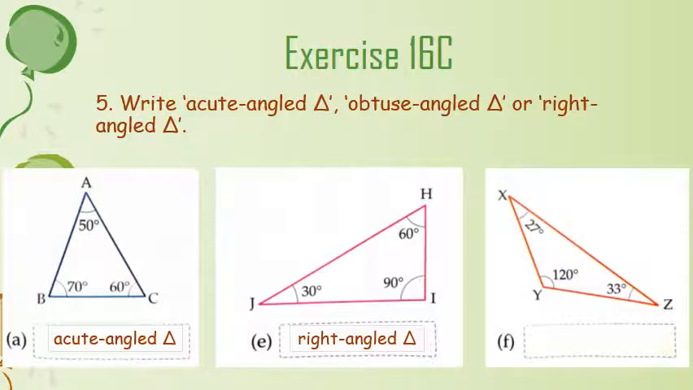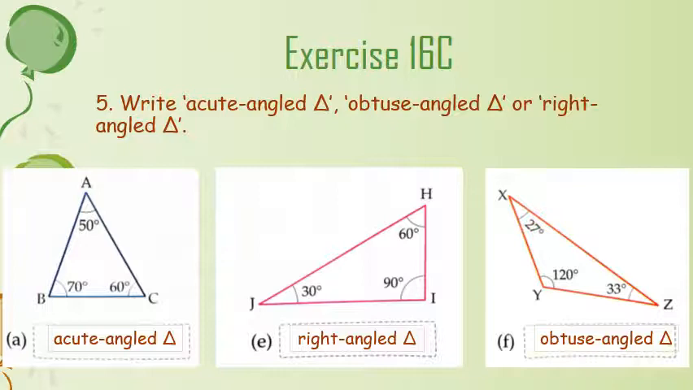Now let's come to the F part of this question. Here you can see that one angle is equal to 120 degree and the other two angles are 27 degree and 33 degree. Since one angle is 120 degree, which is more than 90 degree and less than 180 degree, that is, this angle is an obtuse angle. So we can say that this triangle is an obtuse angle triangle.